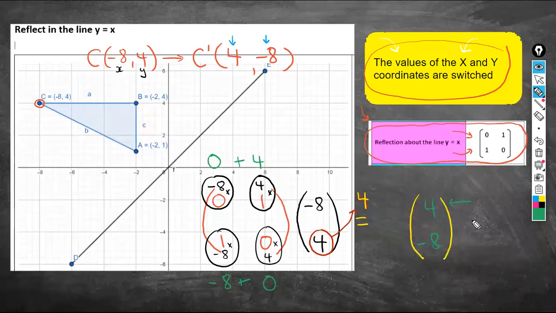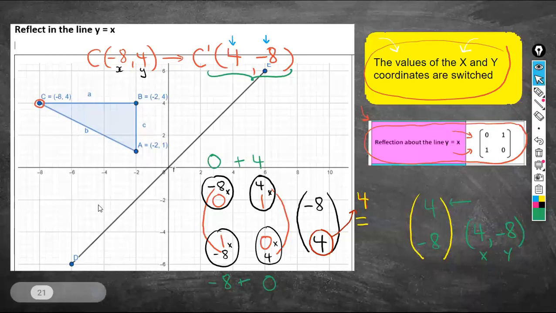So when you write it back horizontally, the 4 is the x. The one on top is always the x, and the one underneath is always the y. Didn't we get the same answer? But obviously that's more time consuming, and you only do that if the examiner says, hey, you must use the matrices. All right, so let's move on from this one. Easy stuff.